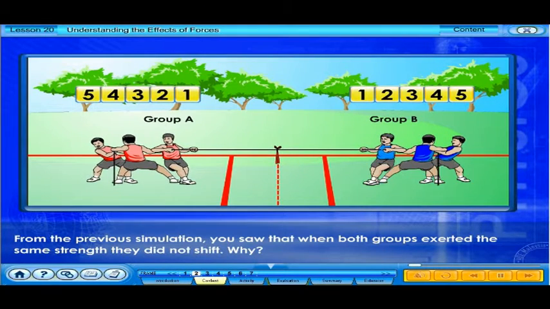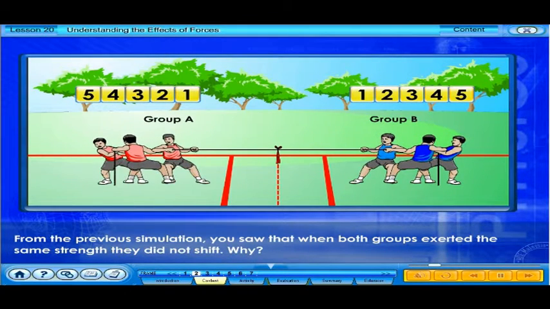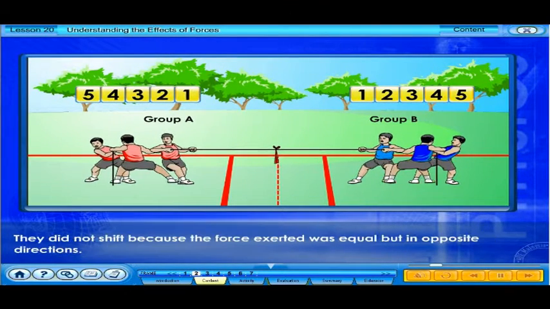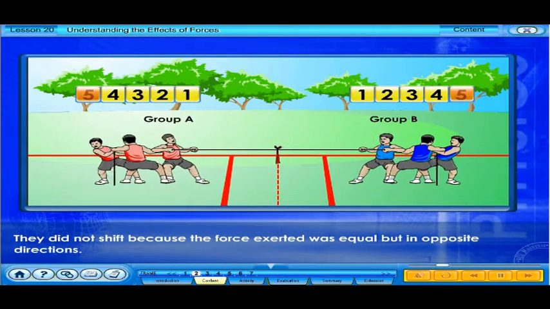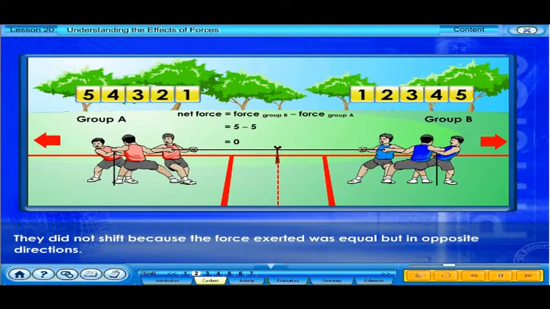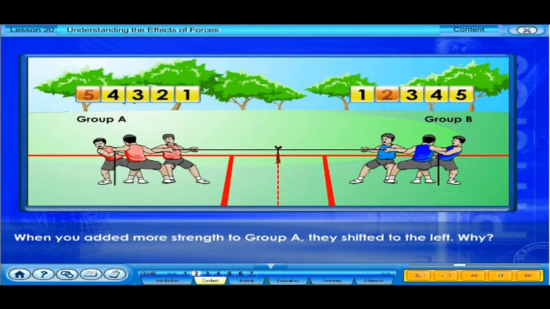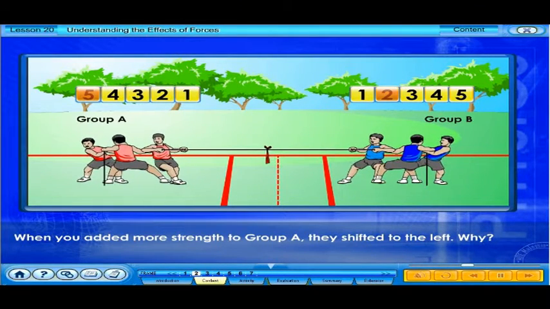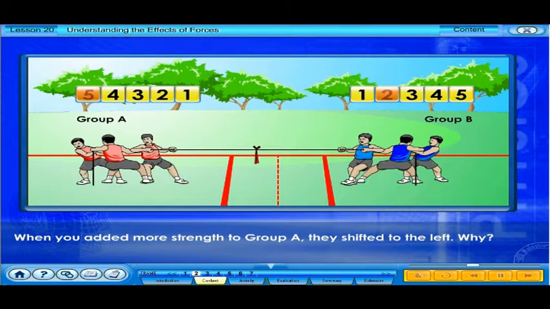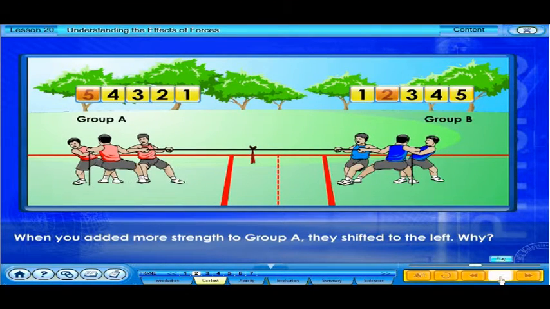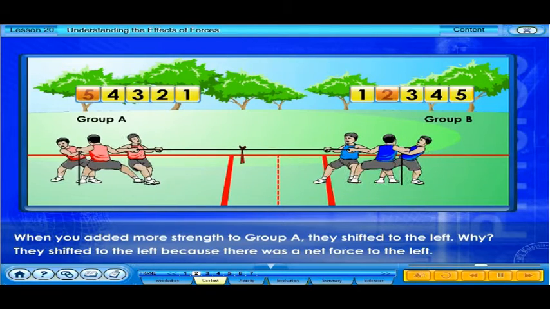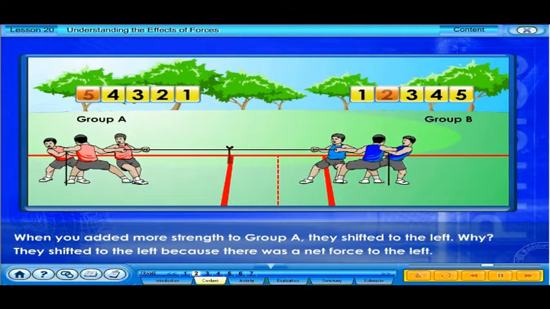From the previous simulation, you saw that when both groups exerted the same strength, they did not shift. Why? They did not shift because the force exerted was equal, but in opposite directions. When you added more strength to Group A, they shifted to the left. Why? They shifted to the left because there was a net force to the left.